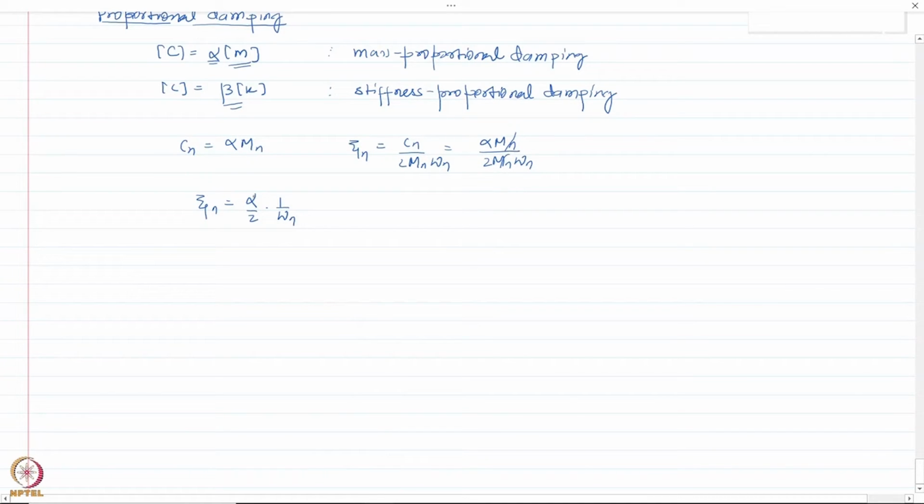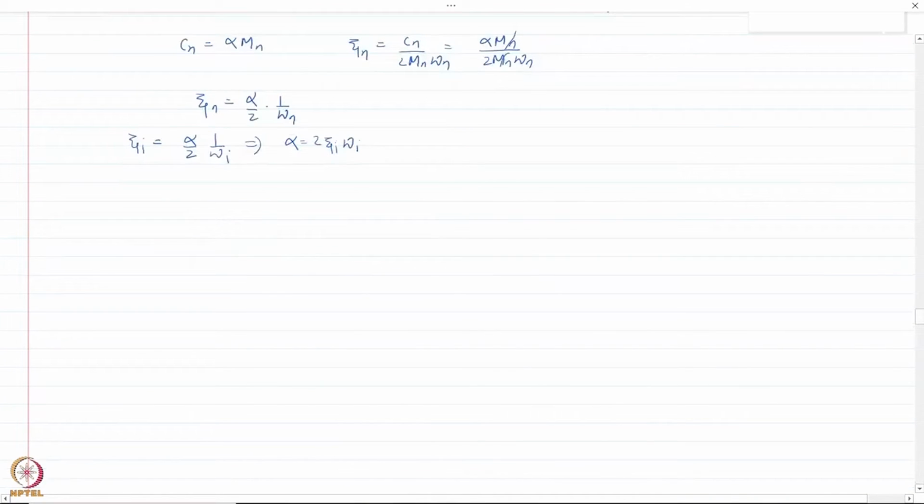Let us say from experiment we know the damping for a mode, which would in most cases be the primary mode. But for the numerical aspect we specify it for any other mode. So assume we specify the damping for the ith mode, and that is equal to alpha by 2 times 1 by omega i. Omega i is known to us from modal analysis. So my alpha constant can be found as 2 zeta i omega i.